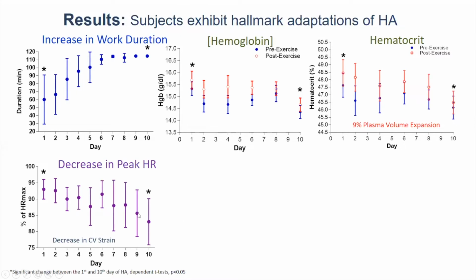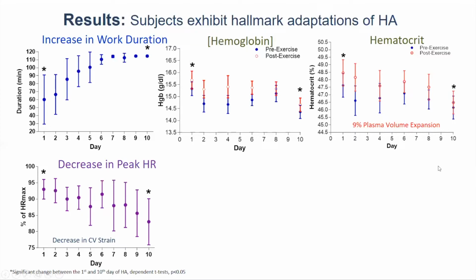From day 1 to day 10, their peak heart rate decreased. Remember, they were set or asked to work at the same absolute workload. So what this shows is that they were able to complete the same exercise workload on the 10th day with decreased cardiovascular strain.